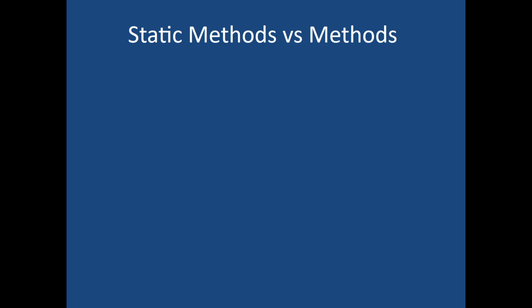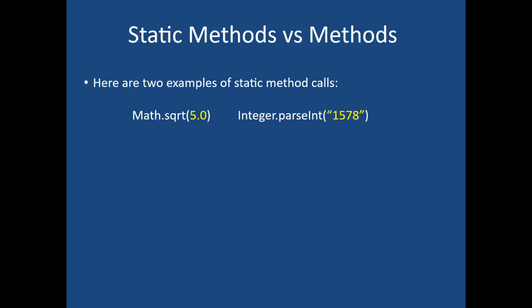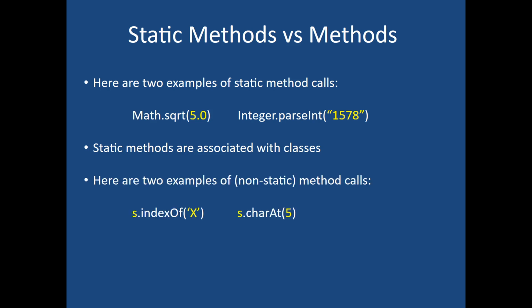So let's compare now static methods versus methods. So there we're calling 2 static methods. Right? We're saying, give me the square root of 5, parse this string into an int. And to do it, you have to give the name of the class followed by the name of the method. Okay, here are some non-static method calls.